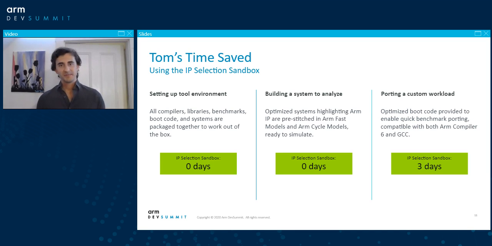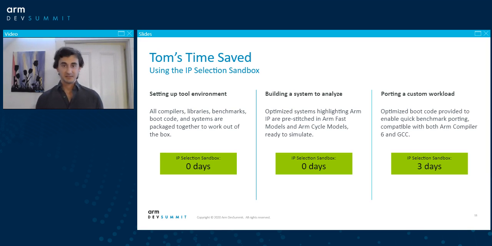So in summary of what Tom went through, this is the amount of time that he saved using the IP Selection Sandbox. Because he didn't have to set up his tool environment, all the compilers, the libraries, the benchmarks, the optimized boot code, and the systems, they're all packaged together and they work out of the box. Instead of taking a week or two to set up, it takes 0 days.